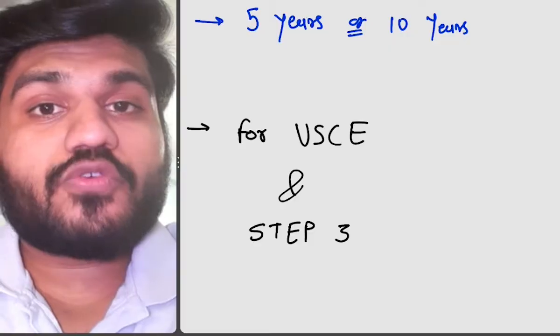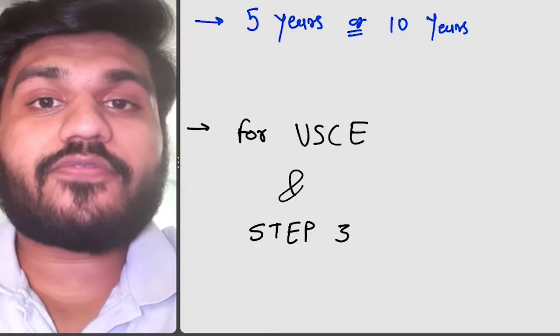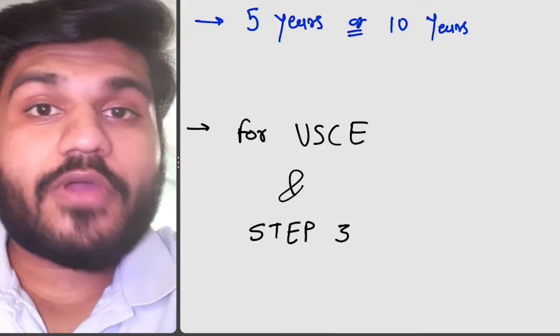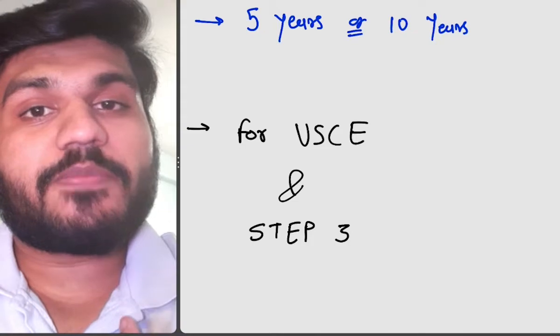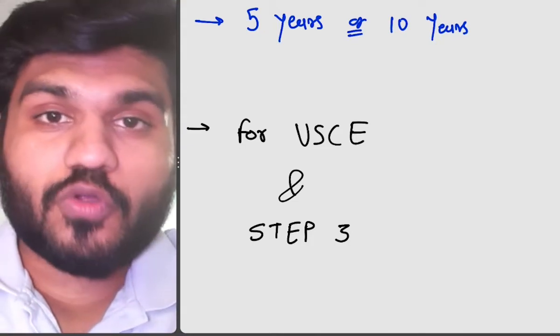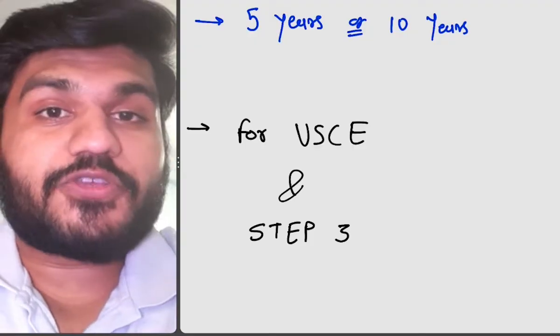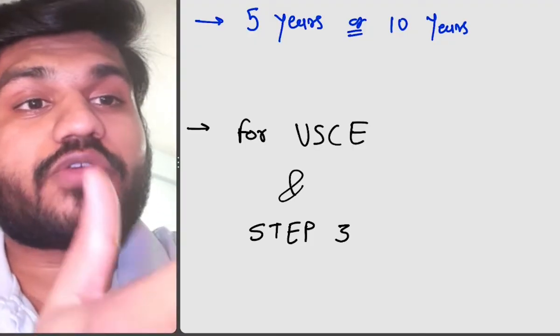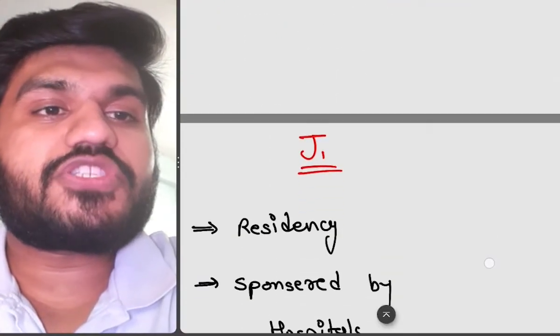For Step 3 you have to get the B1 B2 visa, because Step 1 and Step 2 you can take from your home country, but Step 3 you have to take in the United States only. So for that reason you will need a B1 B2 visa. There is not so much of a role for the B1 B2 visa in residency, but if you want to get to residency you will need it in order to take all of these exams. Now we are going to talk about another visa, which is the J1 visa.